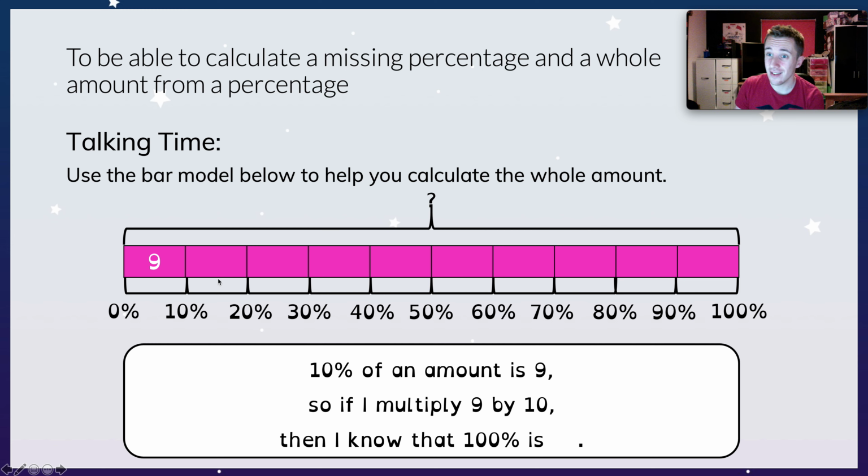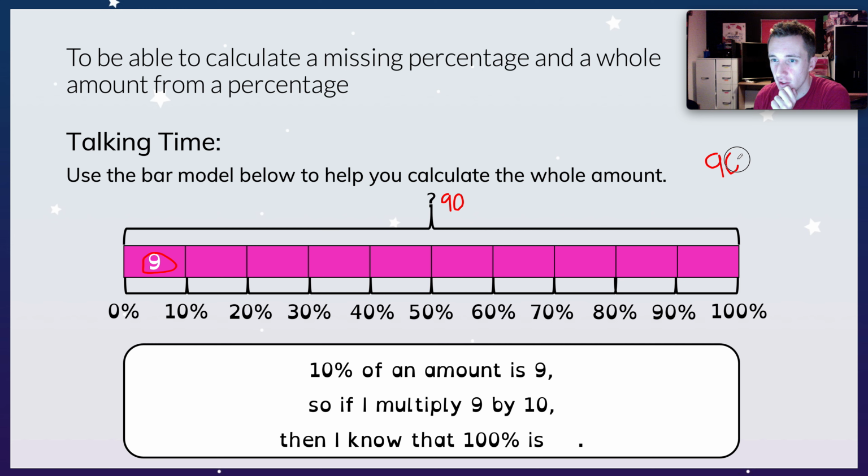So the next one is 10% of an amount is 9. So what's 100%? Well, one of these 10 parts is 9. So all of these are going to be worth 9. So if we do this times by 10, it will give us the original amount, which is 90. Now the reason for that is this. If I said to you, what is 10% of 90? You would do 90 divided by 10.